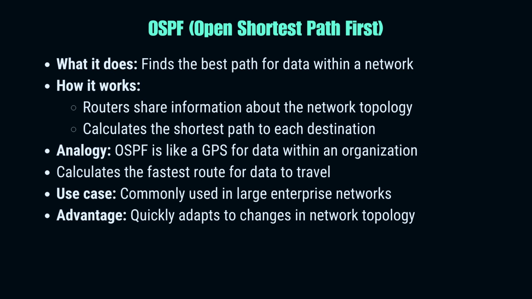OSPF routers exchange detailed information about the network's layout, known as the network topology. Each router then uses this information to build a map of the network and calculate the shortest path to each destination using an algorithm called Dijkstra's algorithm.